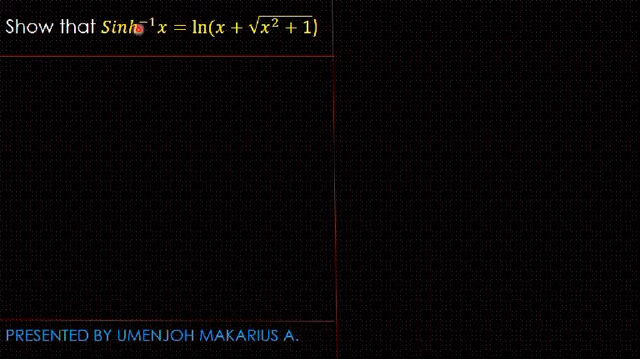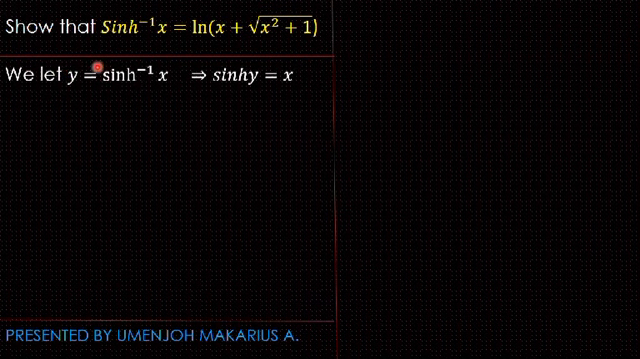Okay, now guys, to start by solving this problem, it will be good for us to show that the left hand side is the same as the right hand side. By so doing, we are simply going to let y be equal to the hyperbolic sine inverse of x. Because if we let y be hyperbolic sine inverse of x, the most interesting thing now is that we can take sinh of y on both sides. We are going to have sinh y being the same as x.